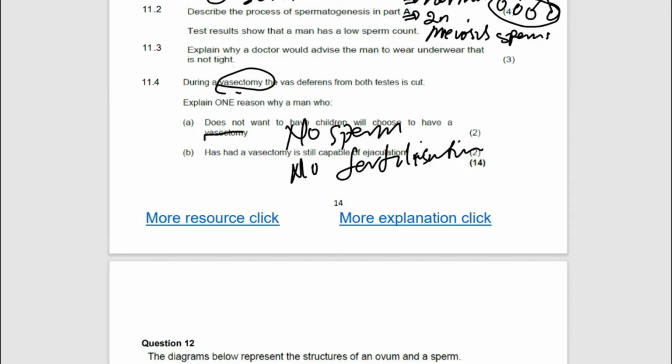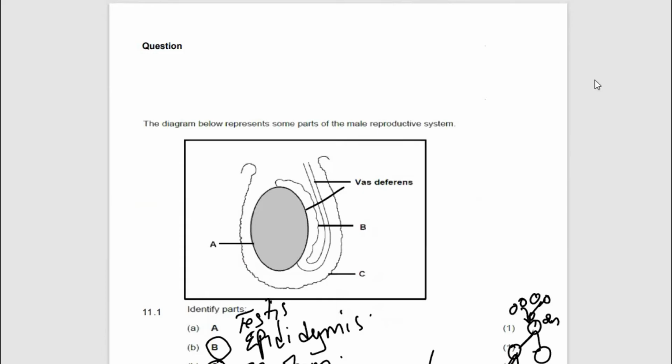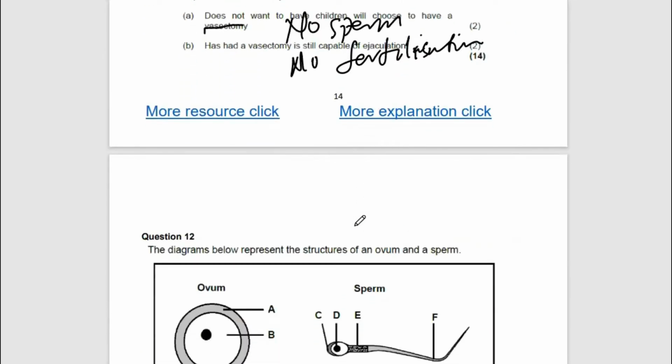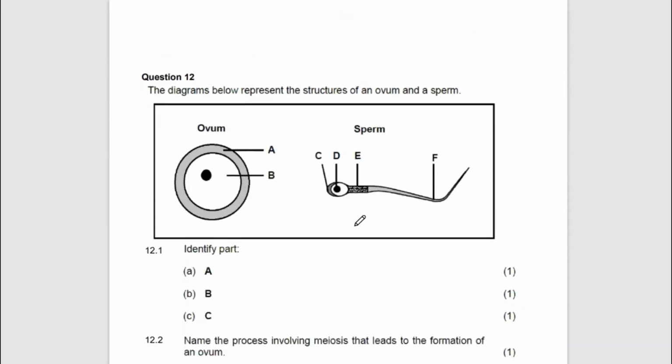Part B, a man who had a vasectomy is still capable of ejaculation. Why is it that this person is able to produce other fluid from the body when ejaculating? It is because I've told you that you still have the other glands. Look, vasectomy is here, and then the glands are here, and then the penis is here. So you have the vas deferens, you have the Cowper's gland, and then you have the prostate gland. Other fluids will come from those glands and they will make ejaculation possible. Hence, you can still enjoy sex.